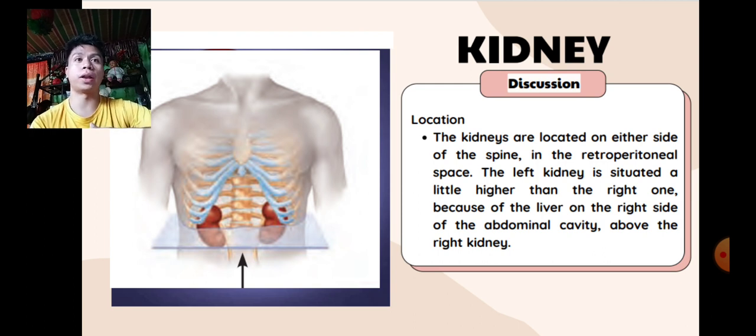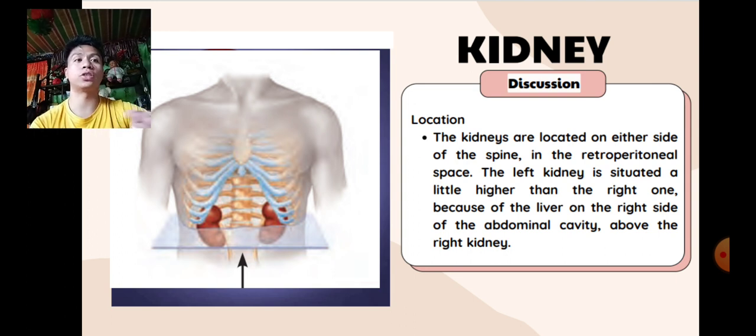Not the stomach, because their position is posterior to the peritoneum of the abdominal cavity. The organs are said to be retroperitoneal, meaning when we say retro, it is behind. So the kidneys are located on the other side of the spine, at the back, in the retroperitoneal space. Retro means behind, at the back.